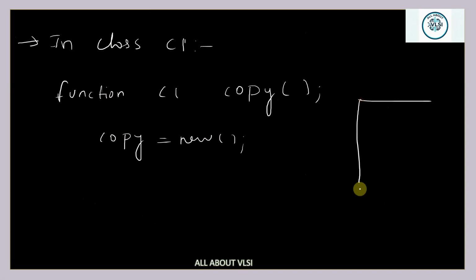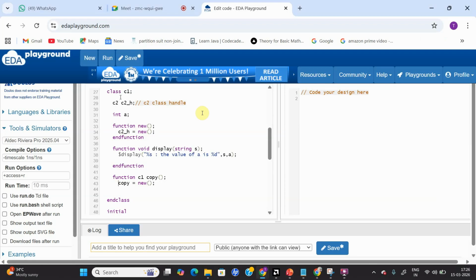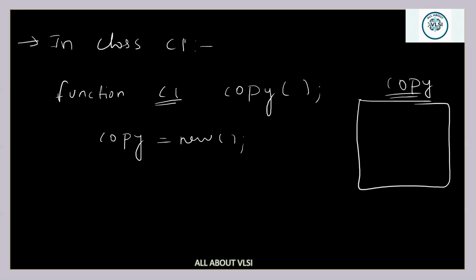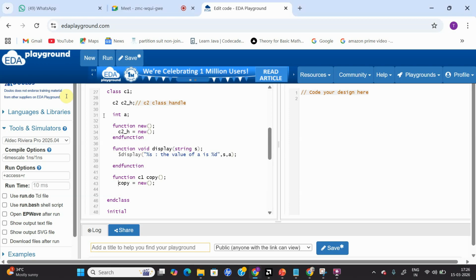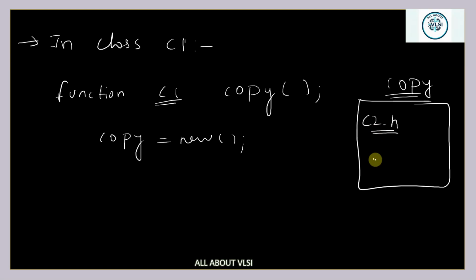This copy function is basically a handle of class C1, right? That's why, as you can see over here, it is going to have a handle of C2, that is, C2_H internally, as well as the property e, because it is a handle of my C1. So it has the methods and properties present inside the object, and the default value is equal to 0. Is it clear, guys?